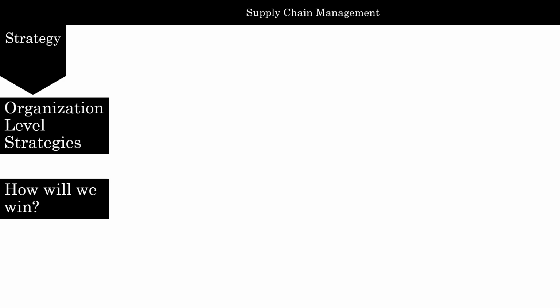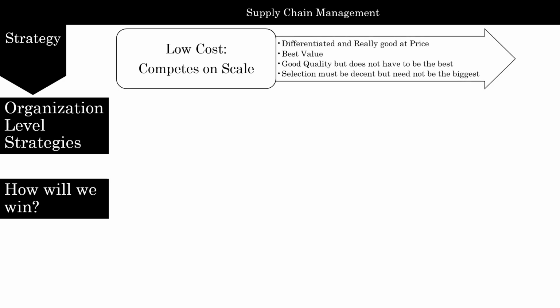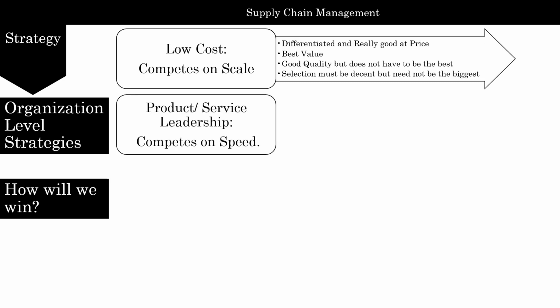There are three possible options. First is a low cost option, a low cost strategy that competes on scale. This company is differentiated and very good at price. It offers the best value for money, and while the company offers good quality and a decent selection, it doesn't have to be the best quality, and the selection doesn't have to be the biggest and the widest range of selection.